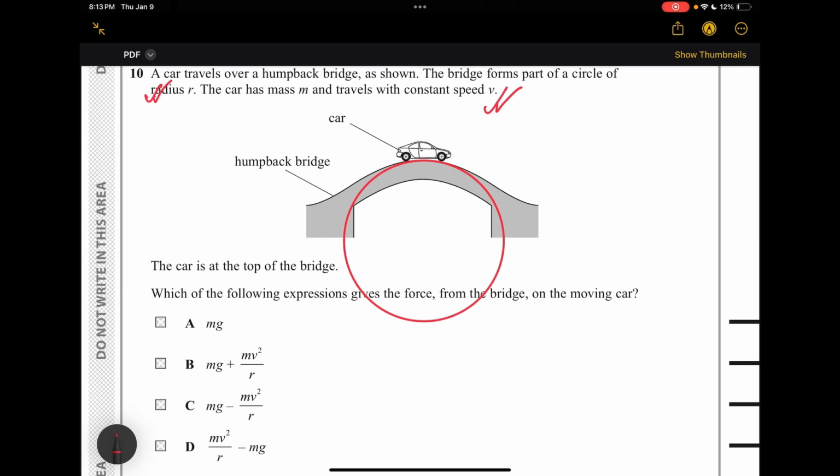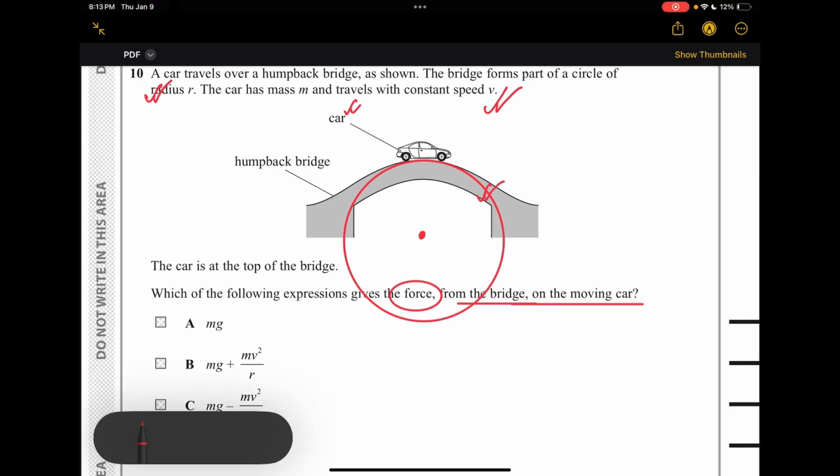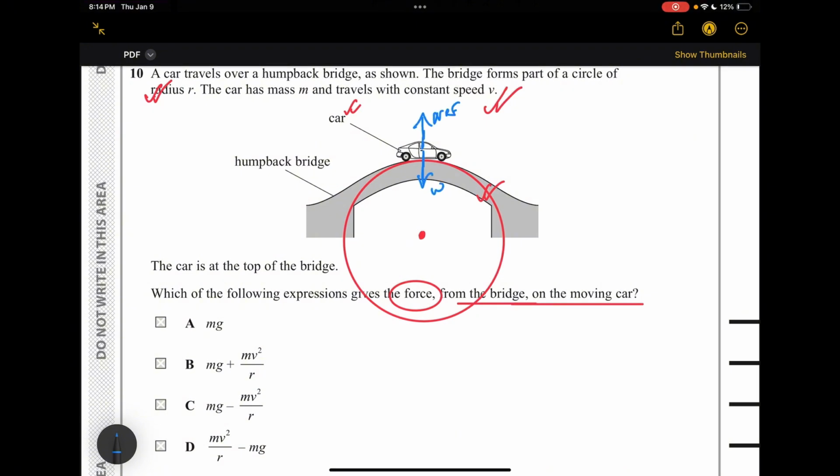Okay, the car is at the top of the bridge. Which of the following expressions gives the force from the bridge on the moving car? So let's draw a circle right here. The force from the bridge is the normal reaction force, right? Here the car is in contact with the bridge. So let's draw the forces that are acting on the car. The first force acting on the car is its weight and its normal reaction force. So they have asked us to figure out the force from the bridge.